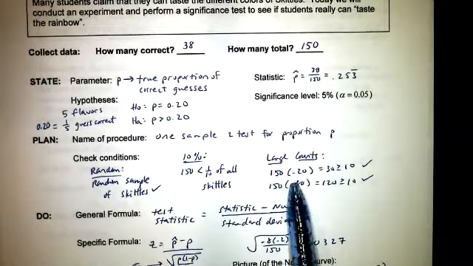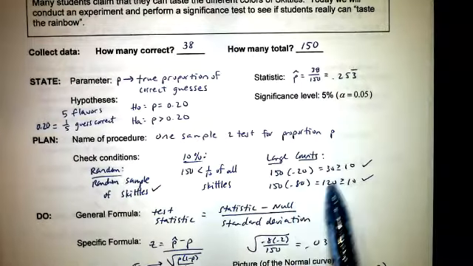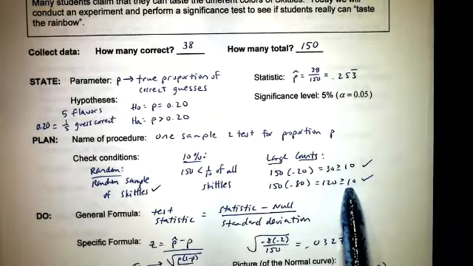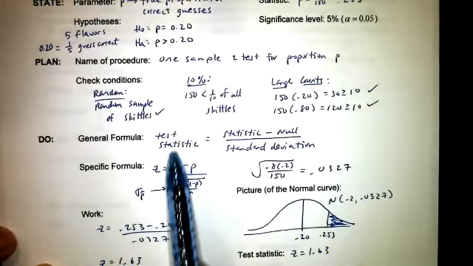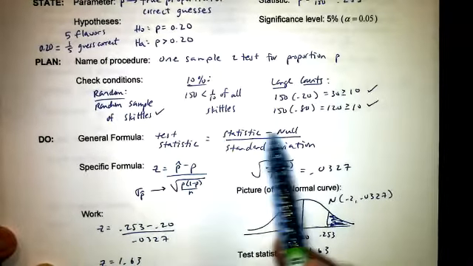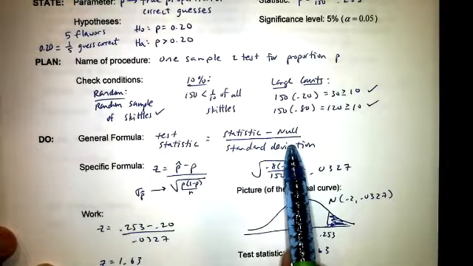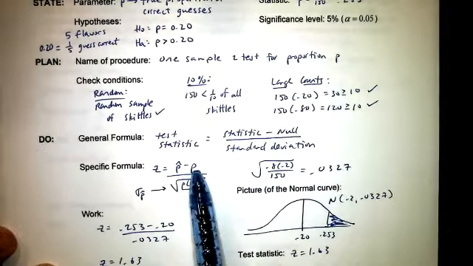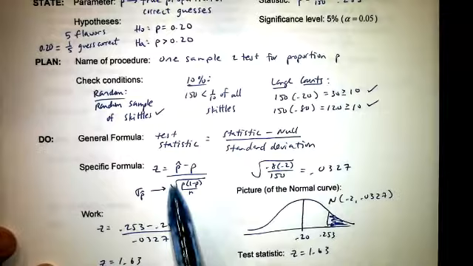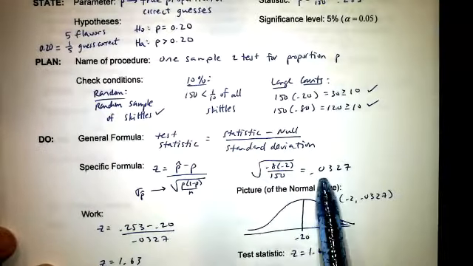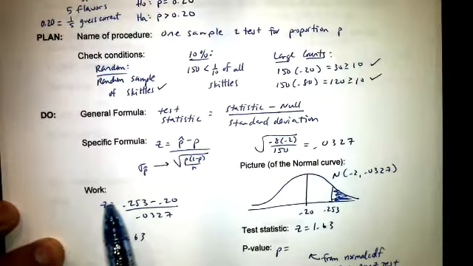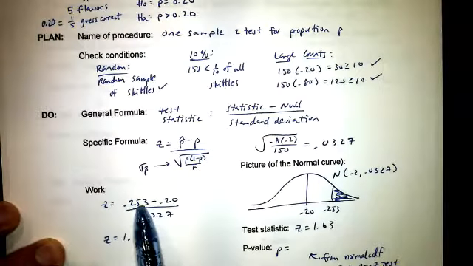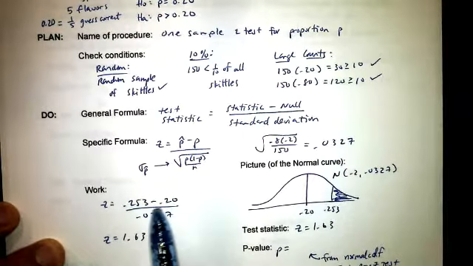Our formula to find our test statistic Z is the statistic minus the null over the standard deviation. So p hat minus p, over our standard deviation formula, which I plugged the numbers into and got approximately 0.0327. When I did my calculations for the Z-score, I used 0.253333 minus 0.20, over that value saved on my calculator, and got my Z-score to be 1.63.